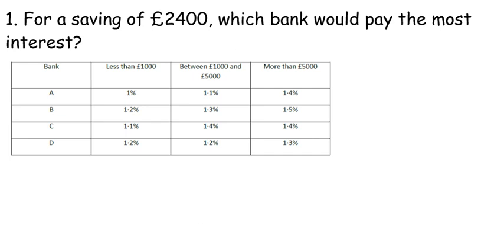Okay, so looking to read one of these tables, again I'm going to use my highlighter just to make it easier for you to see. 2,400 is in between 1,000 and 5,000, so it's either there, or there. All we're asked is which bank will pay the most interest. So we're looking for the biggest number. 1.4%.